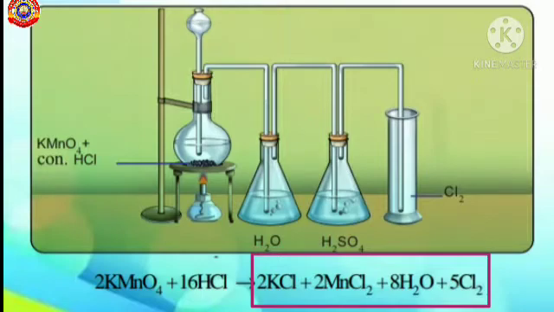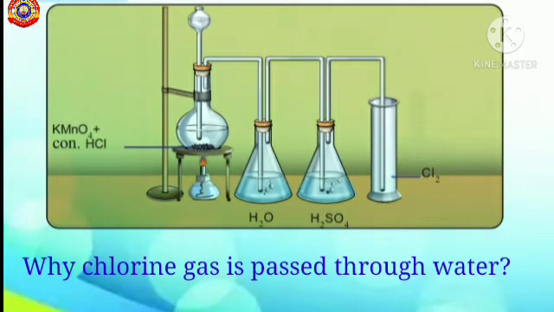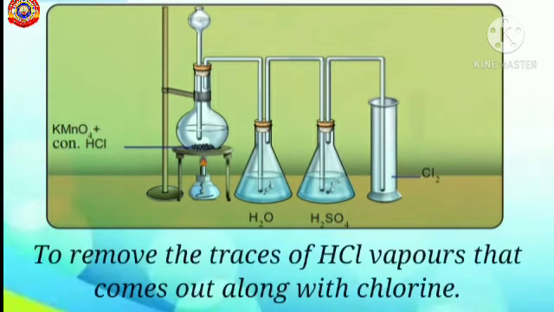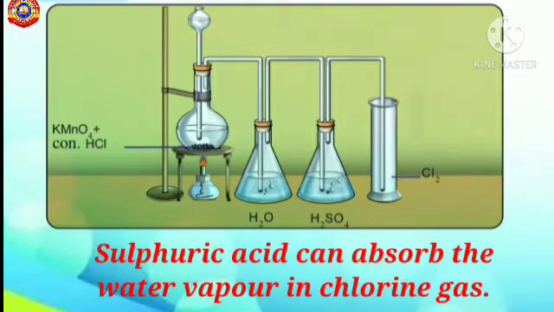Do you know why this chlorine gas is passed through water? It's to remove the traces of HCl vapors that come out along with the chlorine. Did you see? The gas that comes out from the water is allowed to pass through concentrated sulfuric acid. Why is it so? It's because concentrated sulfuric acid can absorb the water vapor present in the chlorine gas. Understood? Now observe the picture.